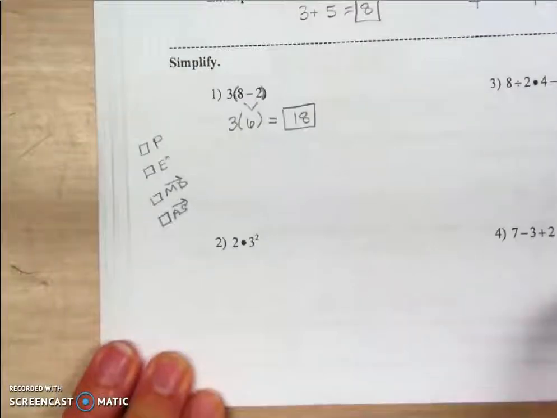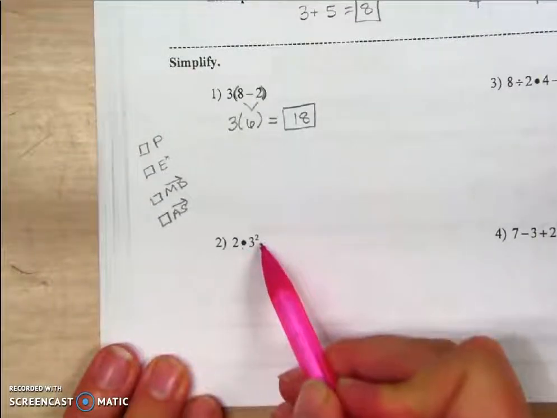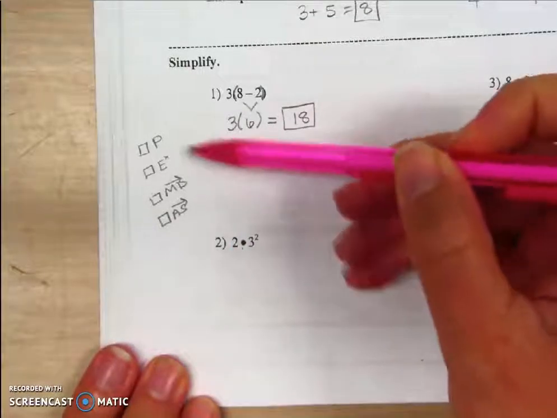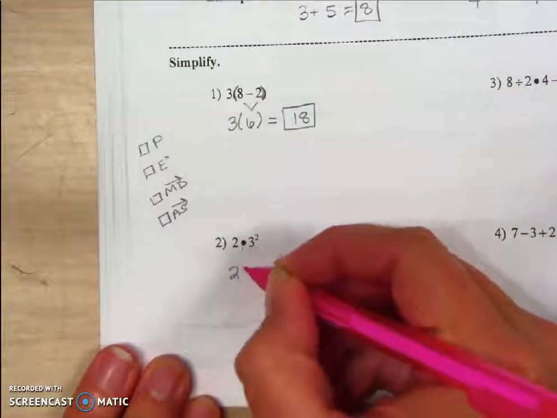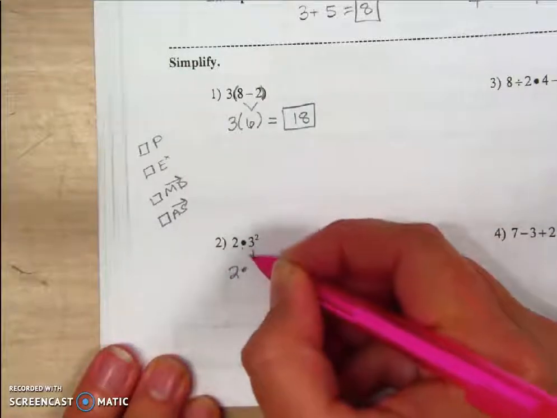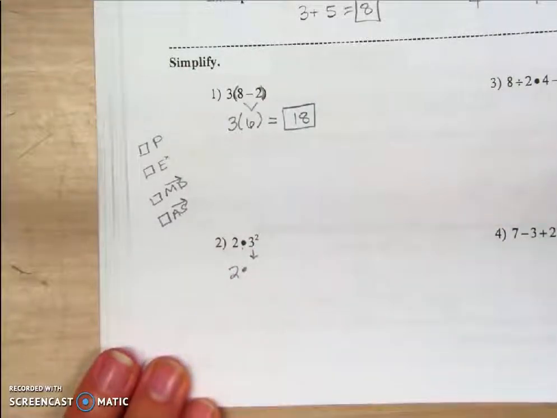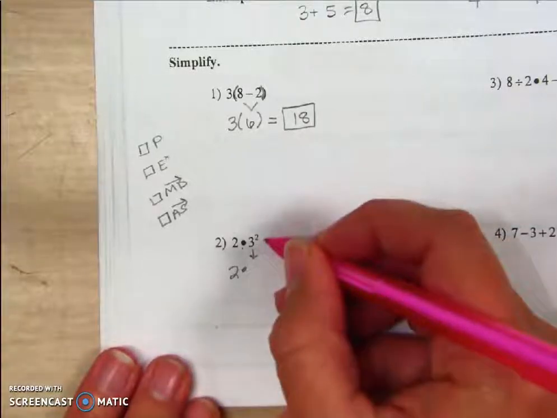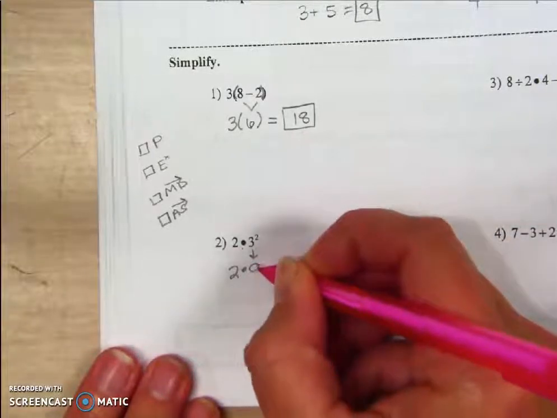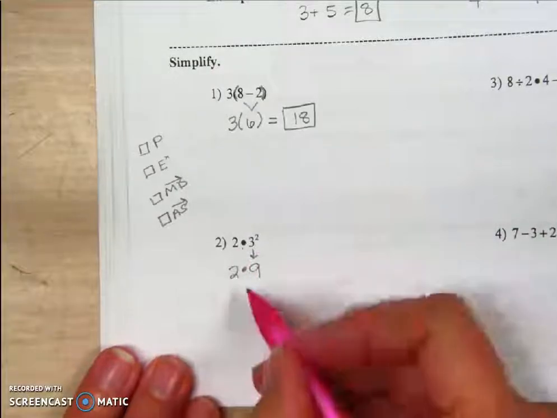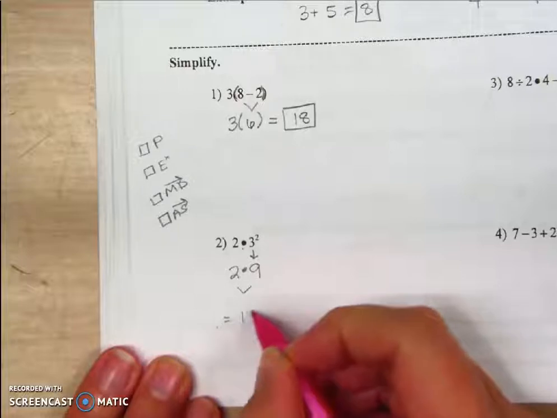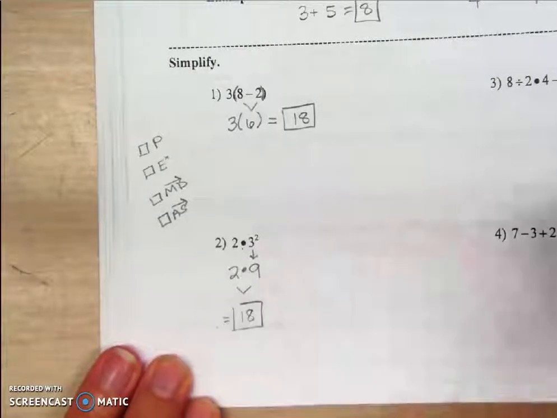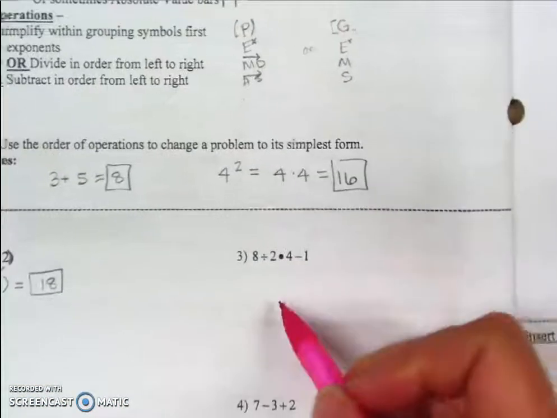All right, on to number 2. I have multiplying and I have an exponent. Multiplying an exponent. So exponent is going to have to come first. And so I'm going to bring down the 2, bring down the multiply. And for the exponent, I'm going to go ahead and work that out. 3 squared means 3 times 3, which is 9. Now I only have one operation left. That is 2 times 9, and 2 times 9 is 18. There's our answer.